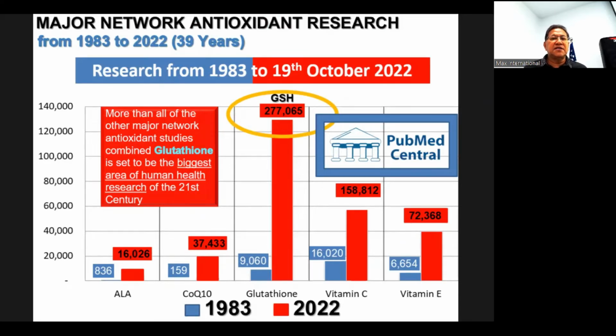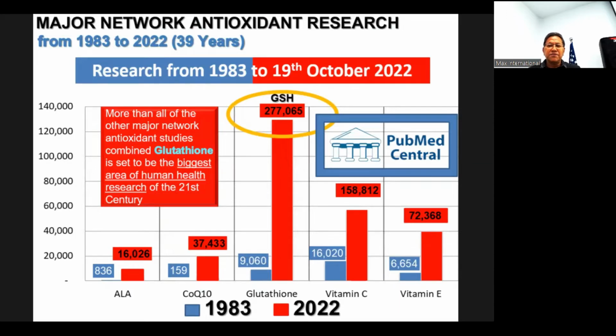But fast forward 39 years later, and those are the figures for today, 19th October. You can see glutathione has jumped up to 277,065 published papers. Okay, and that's just slightly less than all the other 4 combined. Right, so that should give you a clue of how important glutathione is.